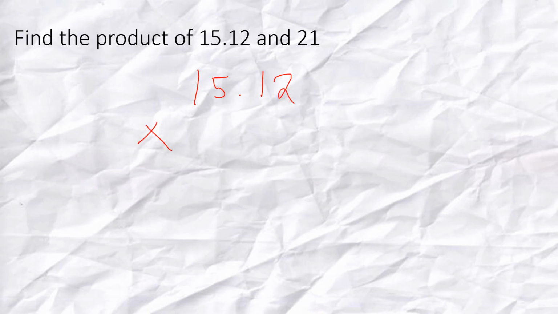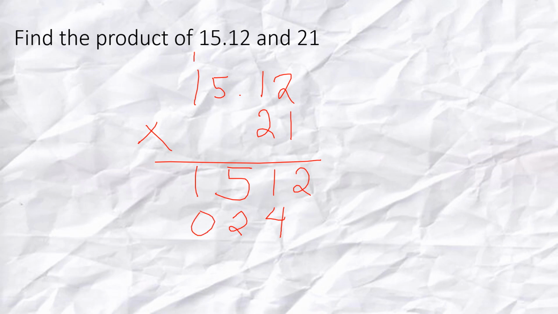Next, find the product of 15.12 multiplied by 21. So 1 times 2 is 2, 1 times 1 is 1, 1 times 5 is 5, 1 times 1 is 1, 2 times 2 is 4, 2 times 1 is 2, 2 times 5 is 10, regroup 1, 2 times 1 is 2, plus 1 is 3. We now add the partial products, bring down 2, 4 plus 1 is 5, 5 plus 2 is 7, 1 plus 0 is 1, bring down 3.